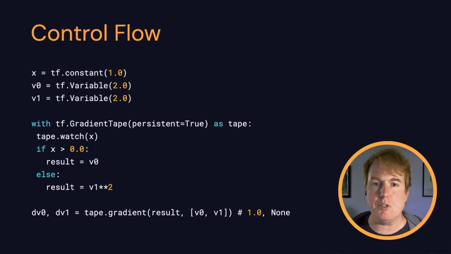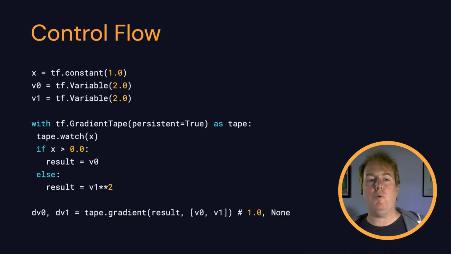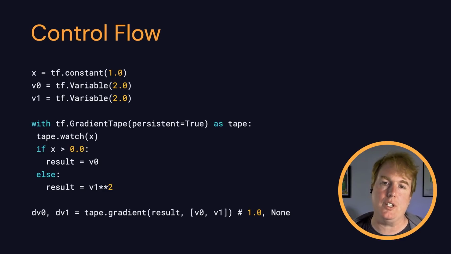Then the derivative with respect to v0 is just 1, and the derivative with respect to v1 is none, which is to say there's no gradient at all. What if we went down the other branch? Since you make a new gradient tape on each pass, if you go down either branch, you'll get a gradient based on that branch's calculations only.